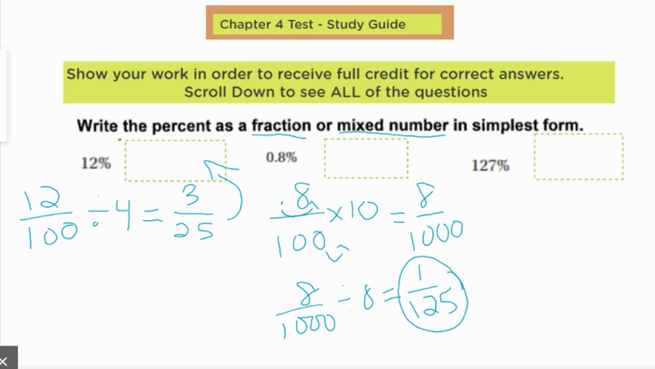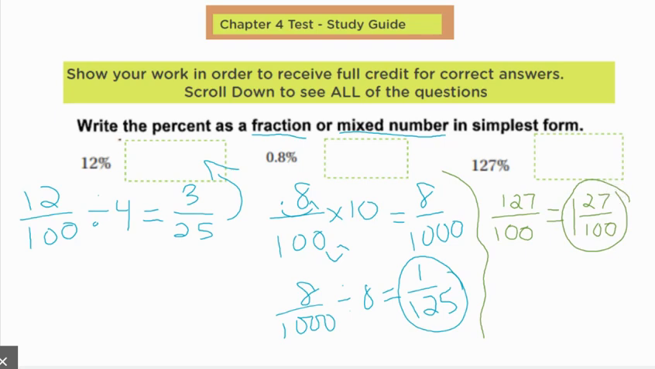I'm going to change my color because it's a little close to over here. So now we have 127%. So 127%, again, you just put it over 100 as the numerator, just like we always do. It doesn't matter if it's above 100, like it's greater than 100. And now we need to make it a fraction or mixed number. So obviously it's an improper fraction, so we do need to make it a mixed number. So 100 goes into 127 one time with 27 left over out of 100. And this is actually already simplified, so that is our answer.